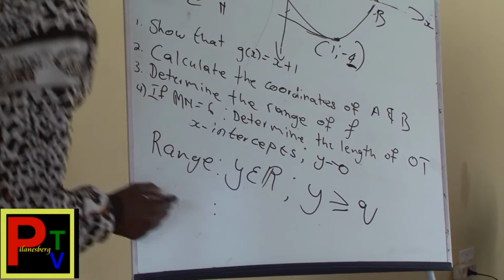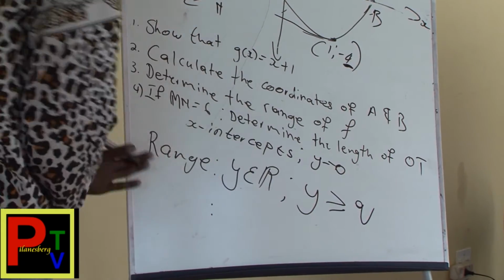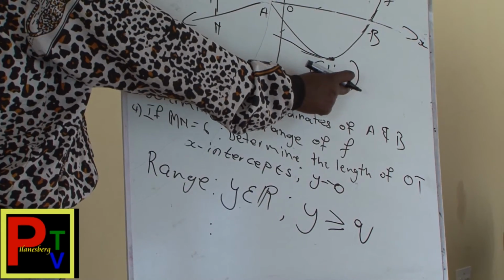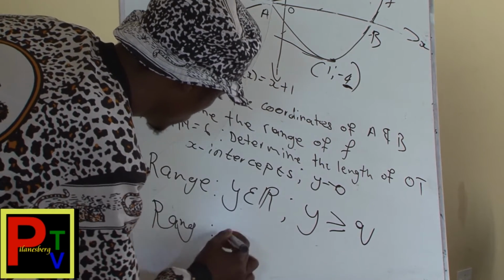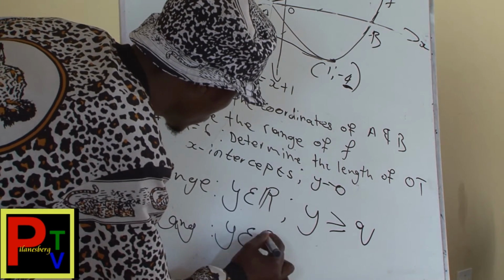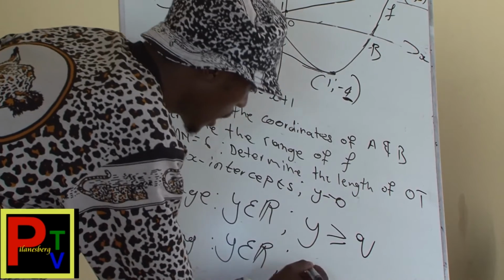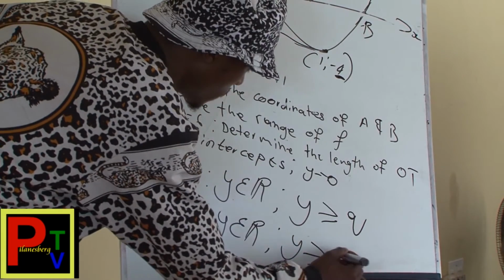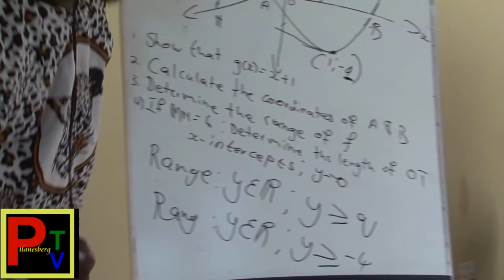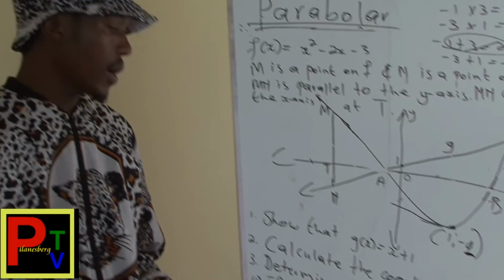This time around, this is the general part. Normally our q will go here. Therefore, our range, this is how we find it. Y is an element of the real numbers. But our y must be greater or equal to negative 4. Therefore, that's how we find our range.